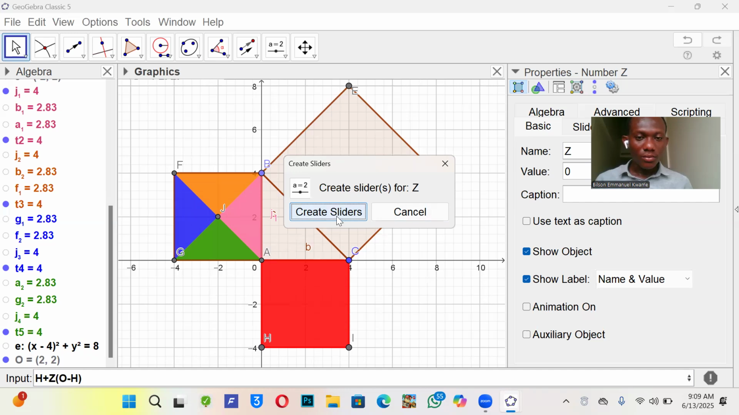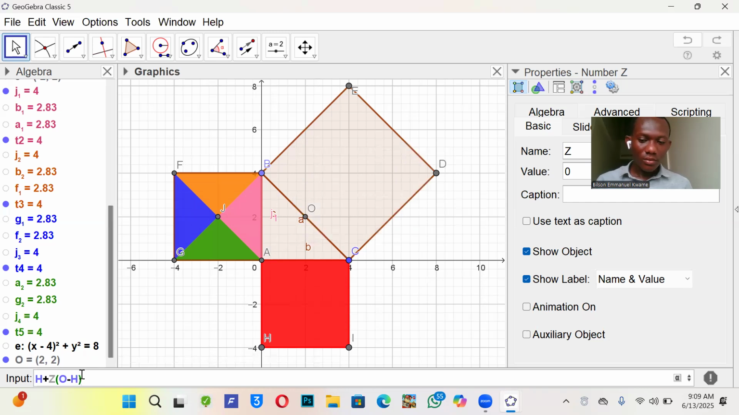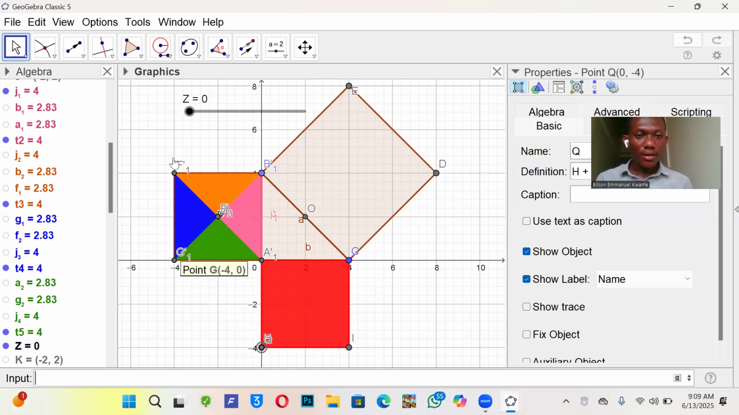Okay. Now the slider is here. Okay. So let's continue. So we point H plus Z, that is our O, minus H, right? That is HO. And press on enter.